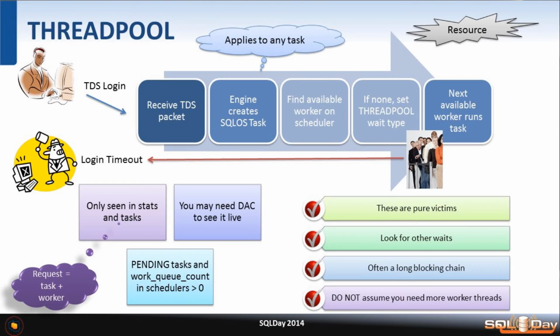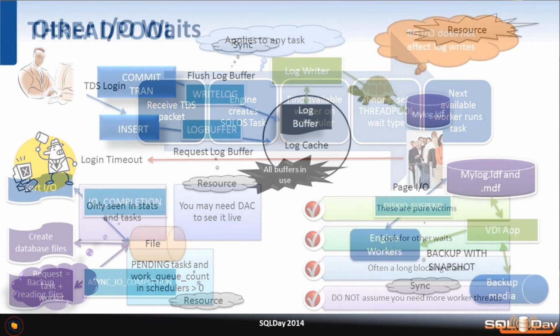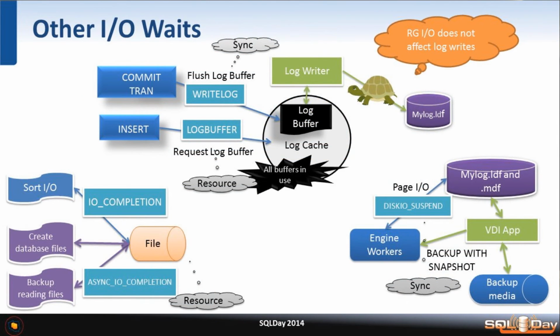Please don't assume, because you're seeing this, that you need to bump up max worker threads. There may be some tuning scenarios where that does make sense, but in general, that's not what's going on. In general, it's some sort of resource issue that's actually causing this wait type to show up. By the way, the reason I call this a resource wait is because the resource you're waiting on is a worker thread, in this particular case, from a task.